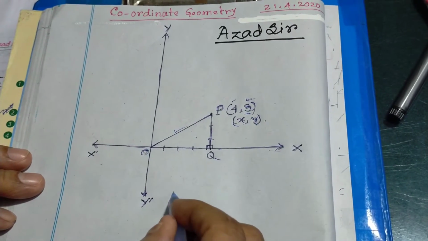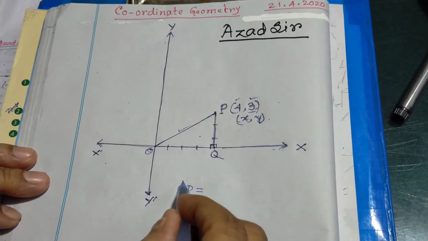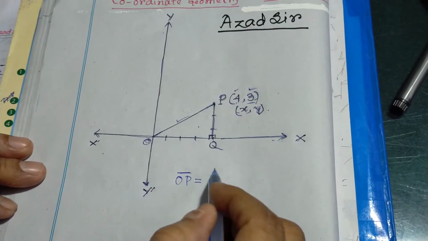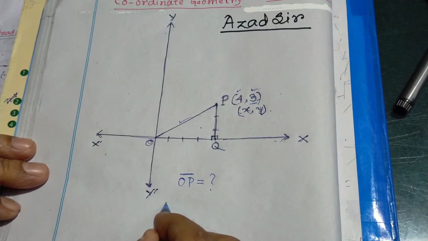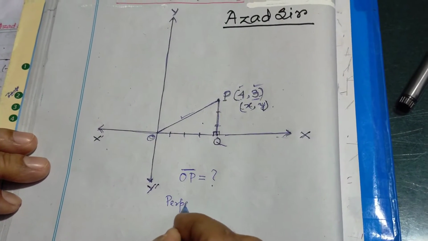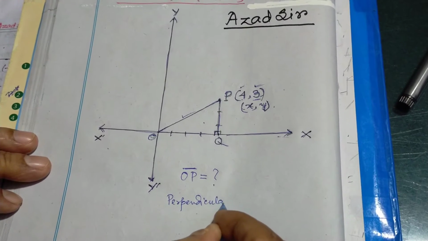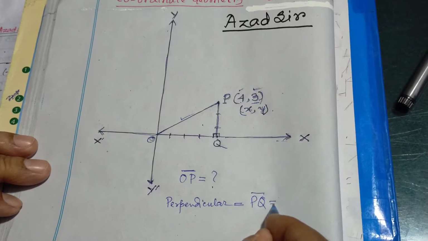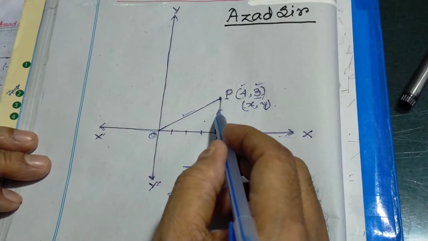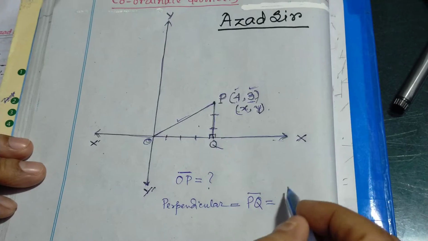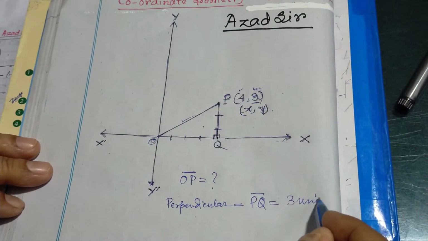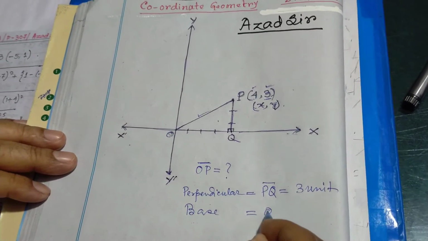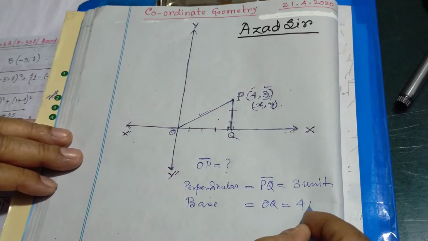So OP is the hypotenuse. Which one is the hypotenuse? OP. And OP is the distance from the origin to that point. And we have to determine this distance. This is hypotenuse. And which one is perpendicular? The perpendicular is PQ. And what is the length of PQ? We have seen that the perpendicular is 3 unit. So I am writing here 3 unit. And base is OQ, which is 4 unit.